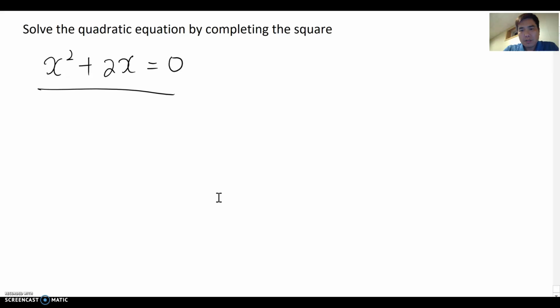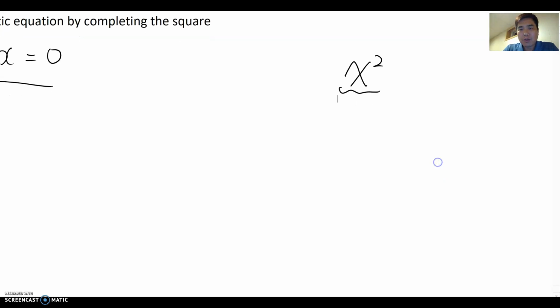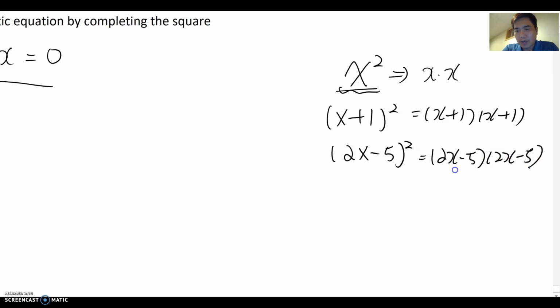So for example, x squared, that's the typical complete square form, and then we can also have x plus 1 squared or 2x minus 5 squared, something like that. As long as the form is multiplying the same thing times the same thing, like x times x, or x plus 1 times x plus 1, or 2x minus 5 times 2x minus 5, all this form is called complete square form.